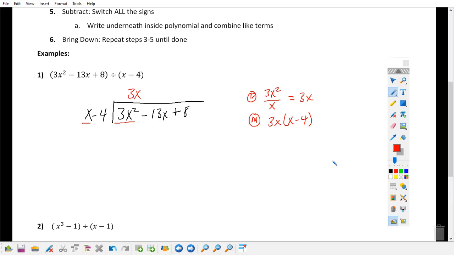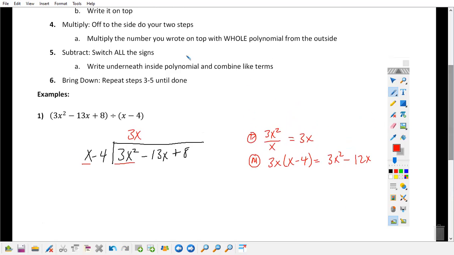And when I multiply 3x times x minus 4, it equals 3x squared minus 12x. Bless you. Questions, comments, concerns so far? So we divided, now we've multiplied. Now we're going to subtract. Notice right here where it says subtract means you're going to switch all the signs. Do you see that? What does subtract mean in this case? We're going to switch all the signs and then we're going to combine like terms.